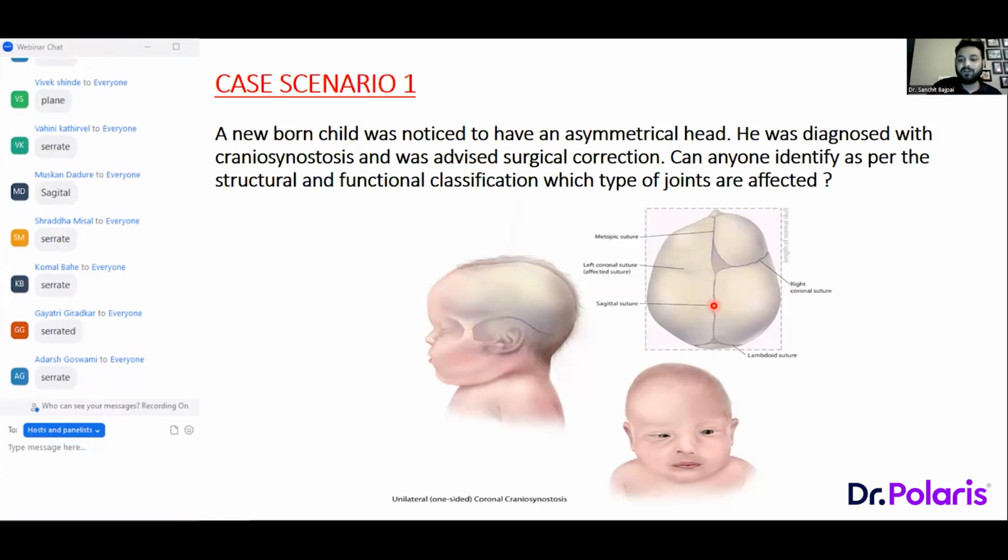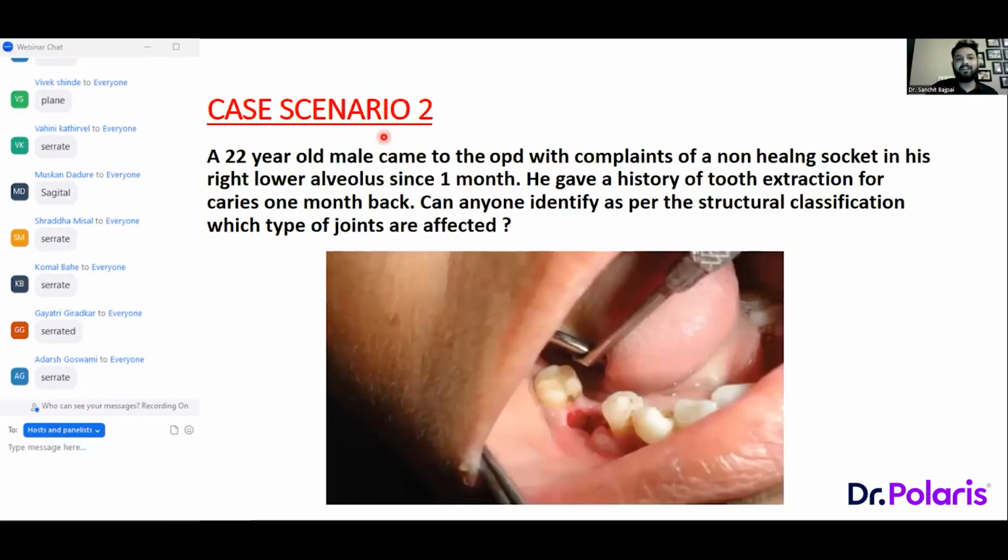Okay, so now this particular man is a 22-year-old male who came to the OPD with complaints of a non-healing socket in his right lower alveolus since 1 month. He gave a history of tooth extraction because he had some tooth caries. And can anyone identify, as per the structural classification, which type of joint I'm talking about here?